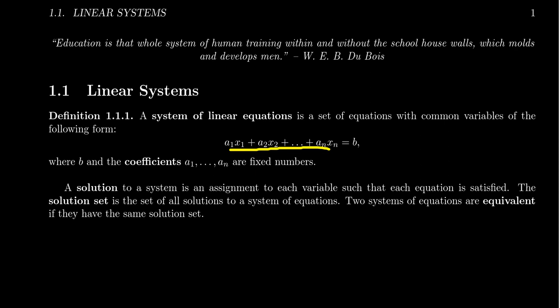I have the equation a1x1 plus a2x2 plus a3x3 plus a4x4 all the way up to anxn, and this equals b, where n here is just going to be some positive integer, so we have some number of variables, and the x's here are going to be our variables x1, x2, x3, up to xn. We potentially could have any number of variables in a linear equation.